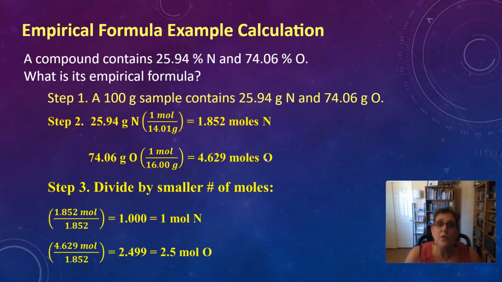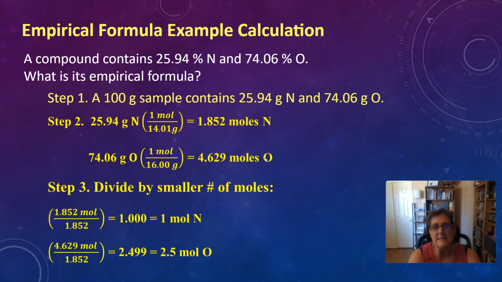The smallest number is 1.852. So for nitrogen, we get 1.852 divided by 1.852, which is, of course, 1.000. That's 1 mole of nitrogen. Now for oxygen, we take 4.629 moles of oxygen divided by 1.852, which ends up being 2.499, so 2.5. We can't round 2.5 to 3. It's not close enough. So what are we going to do to get whole number ratios here? We have a 1 to 2.5 ratio.